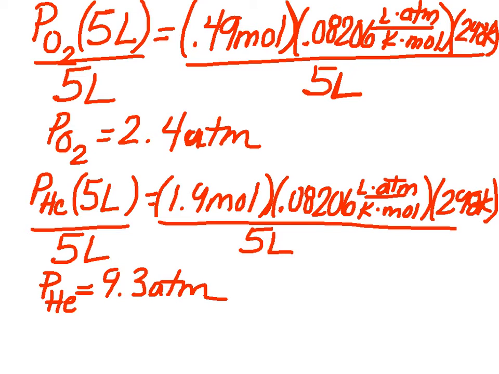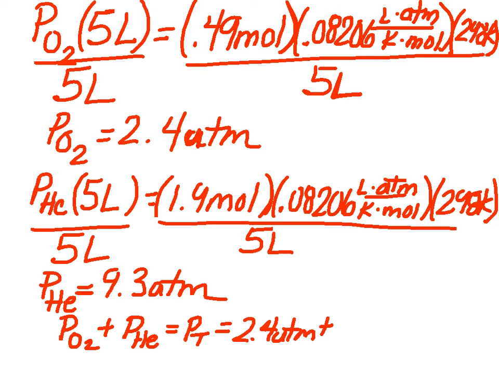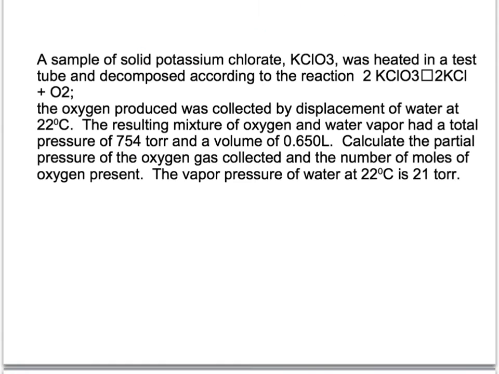Now, we need to figure out the total pressure inside of the tank. In order to figure out the total pressure inside of the tank, we're going to take our pressure of oxygen plus the pressure of helium, and that's going to give us our pressure total. So that's going to be 2.4 atmospheres plus 9.3 atmospheres, which gives us 11.7 atmospheres for the total pressure inside of the tank.